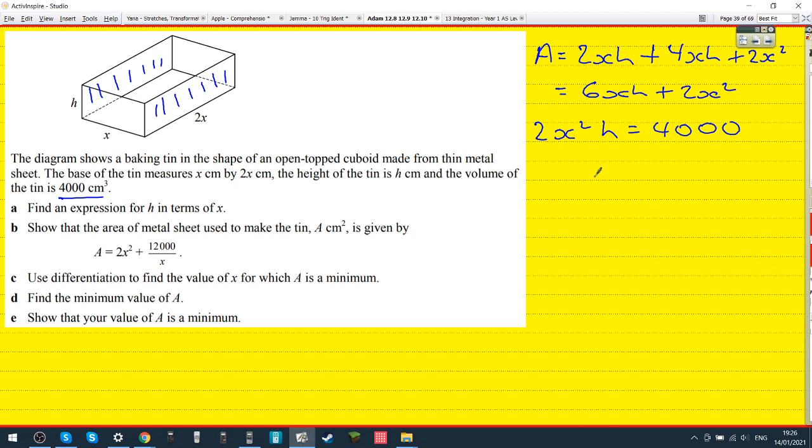Okay. So part A is find an expression for h in terms of x. That means h equals, in terms of x. So could we just divide by 2x squared on both sides? Yeah. So it'd be 4,000 divided by 2x squared. And can you simplify? Would it become 2,000 over x squared? Yeah, and that might become useful later on. Okay. Part B. Show that the area can be written like this. So it's similar to before, 2x squared, 2x squared. We have 6xh. They have something else. Okay.